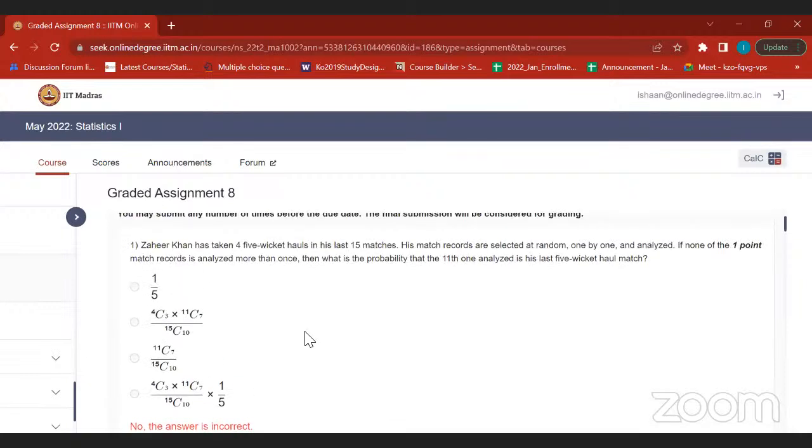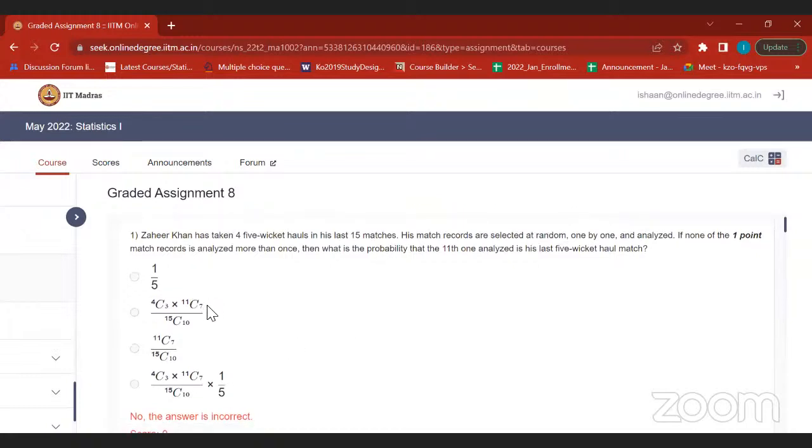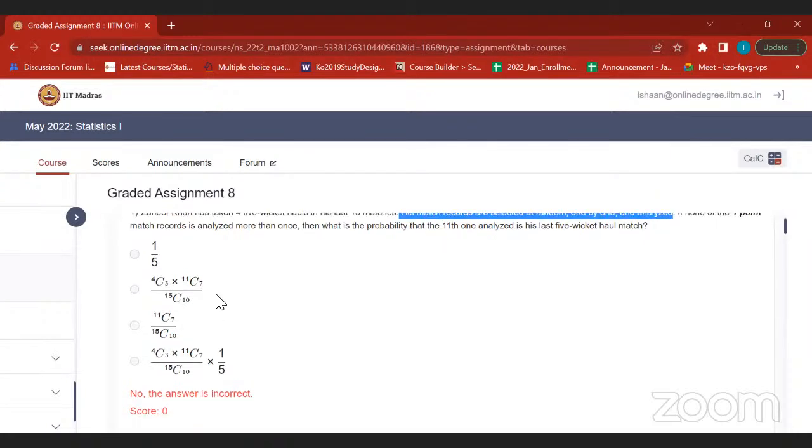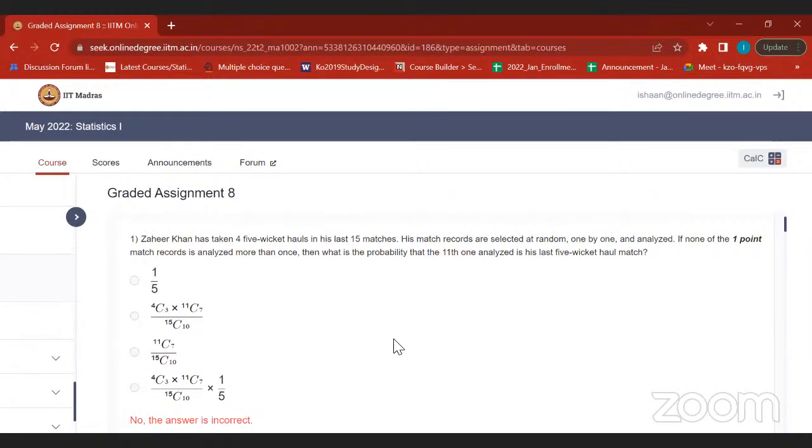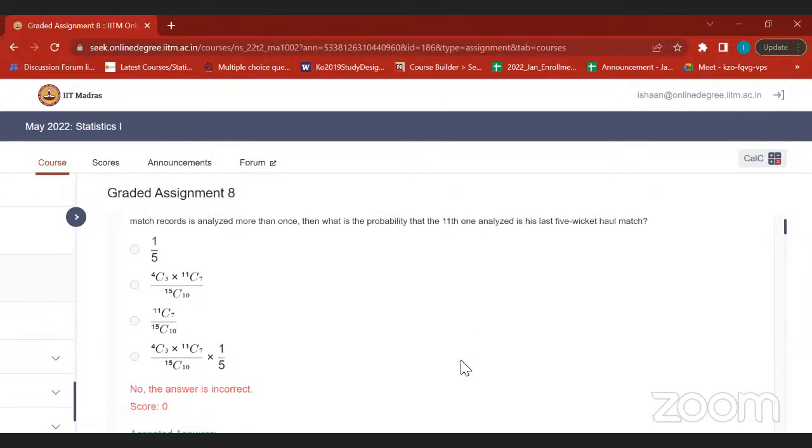Sir, there you have chosen 11C7, right? So for the 5-wicket hauls, are we analyzing only those, or are we analyzing all the matches? His match records are selected one by one and analyzed. All the matches we are analyzing. Okay, I got it, sir. So that's why I need to pick 7 others for analysis also. Yeah. I thought it was only for 5 wicket hauls. Yeah, got it.